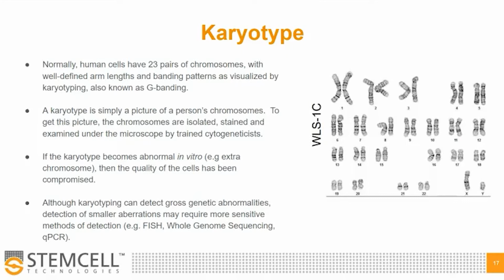Although karyotyping can detect gross genetic abnormalities, detection of smaller aberrations may require more sensitive methods of detection. For example, fluorescence in situ hybridization, or FISH, whole genome sequencing, or qPCR. The image on the right shows a normal human karyogram for the iPSC line WLS1C.